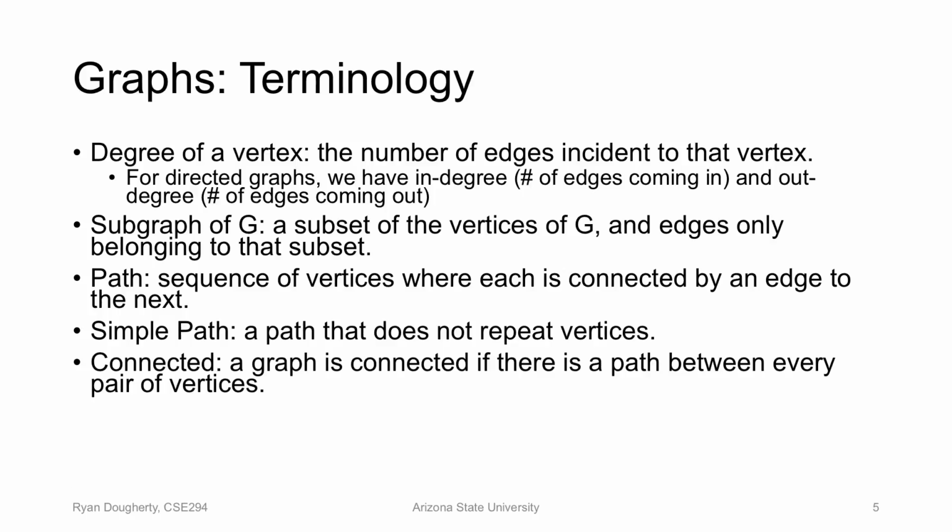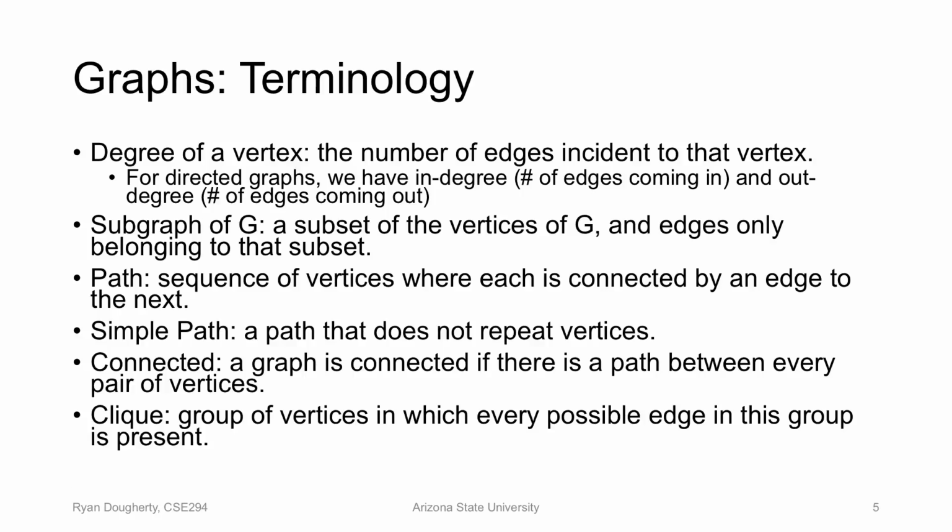A graph is called connected if there's a path between every single pair of vertices, right? There's no vertex for which you can't get to any other vertex. So it's not like there's a subgraph over here and another subgraph over here that are not connected. There's always some way to get from each vertex to every other vertex.